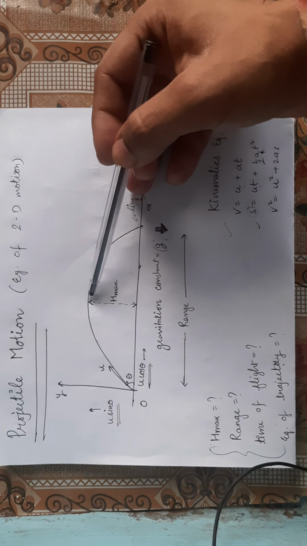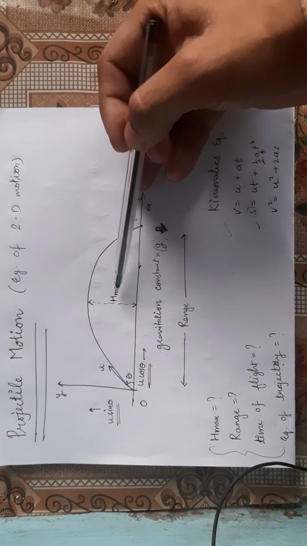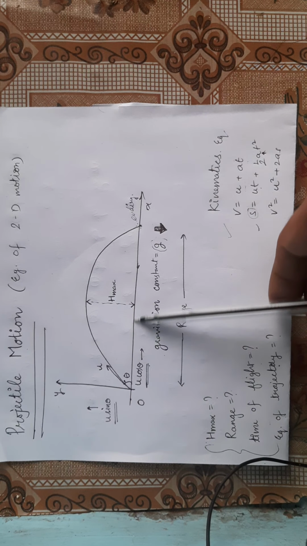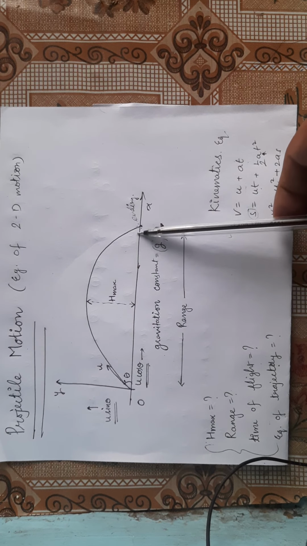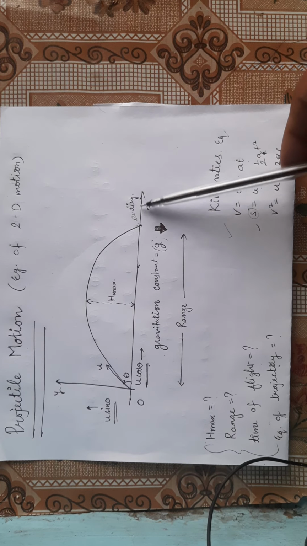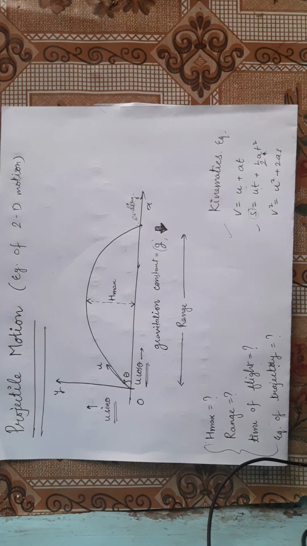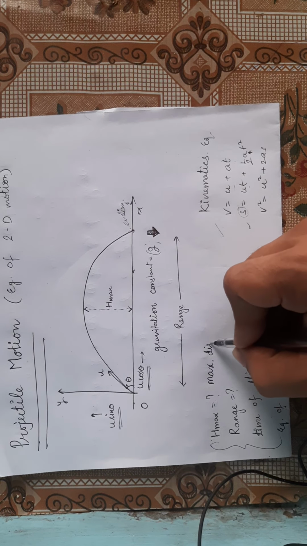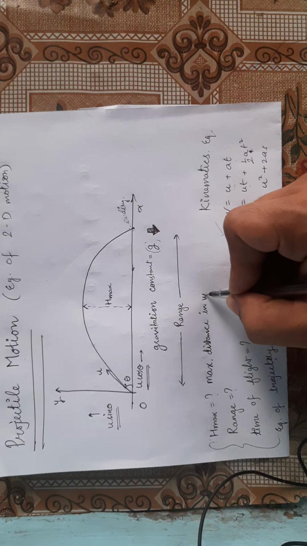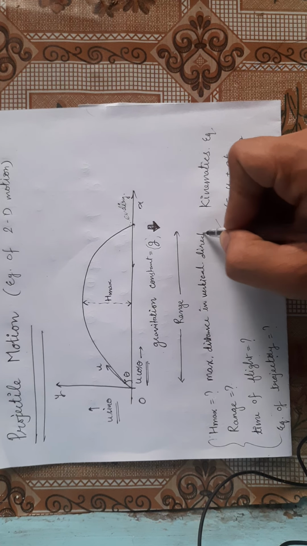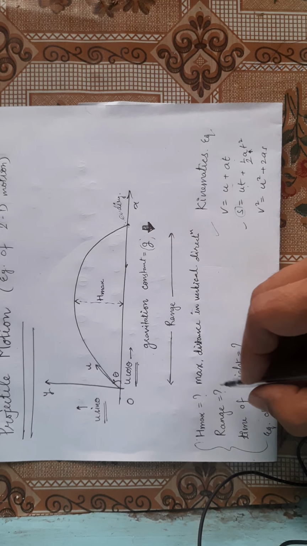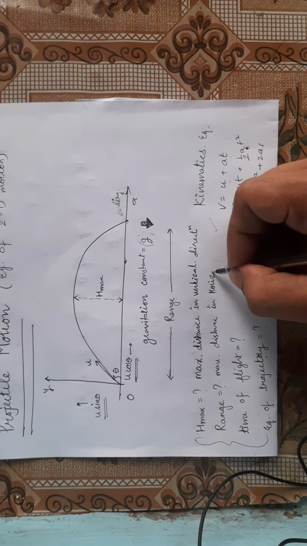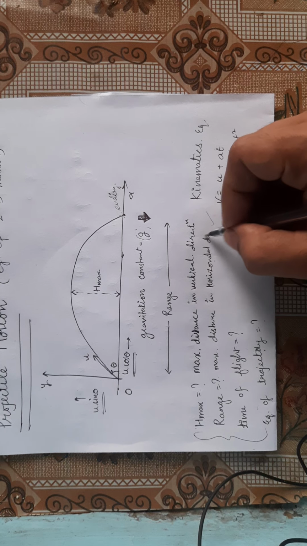Here the maximum height attained by the particle is called the Hmax, which is the maximum distance in the vertical direction, and range is the maximum displacement covered by the particle along the x-axis, in the horizontal direction, that is, the maximum distance in the horizontal direction.